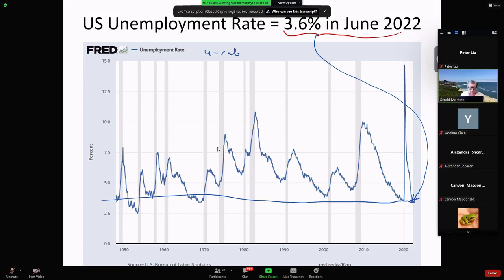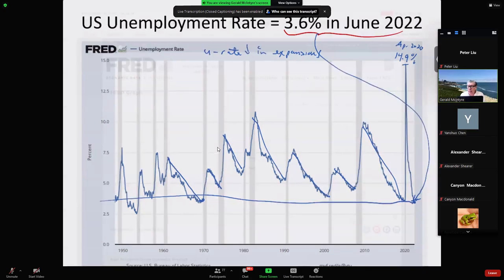call it, falls in expansions. Here's an expansion here, right? In the 1960s, the U rate fell from close to 7.5% to about 4%. In this expansion, it fell in every expansion. And of course, in COVID, the unemployment rate in April 2020 was 14.9%, and it's now 3.6% as of June.